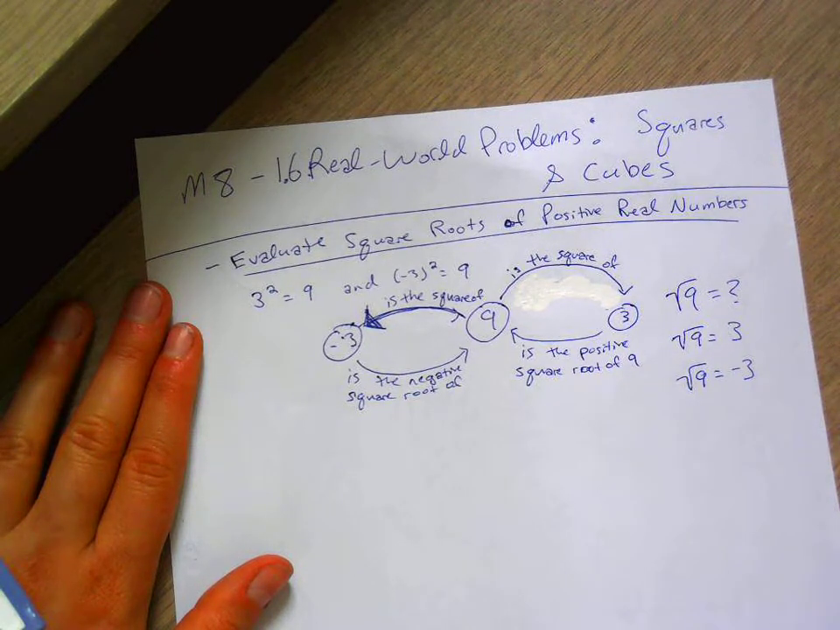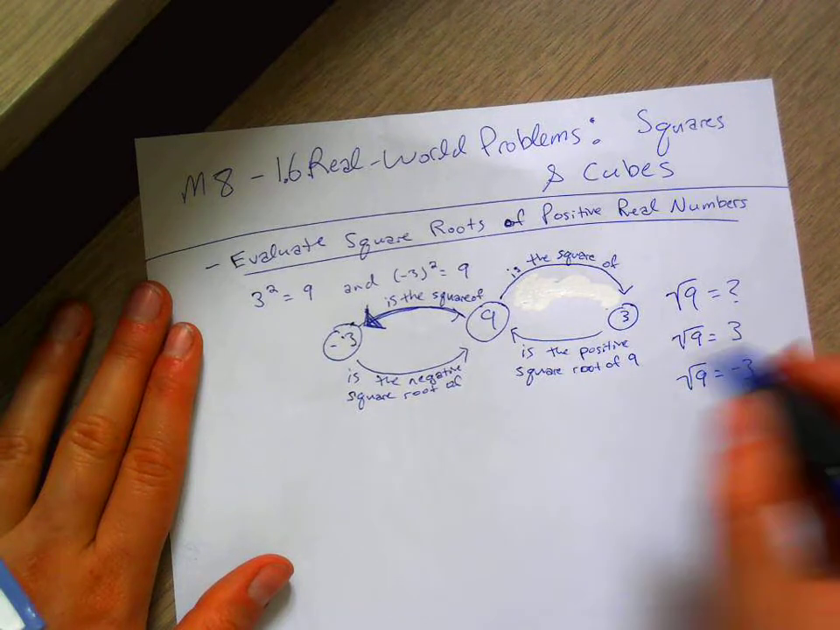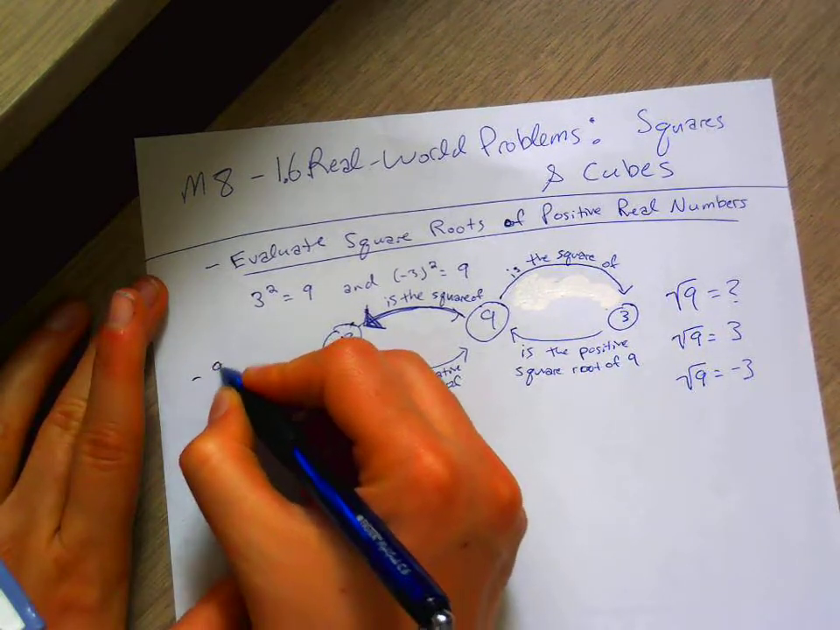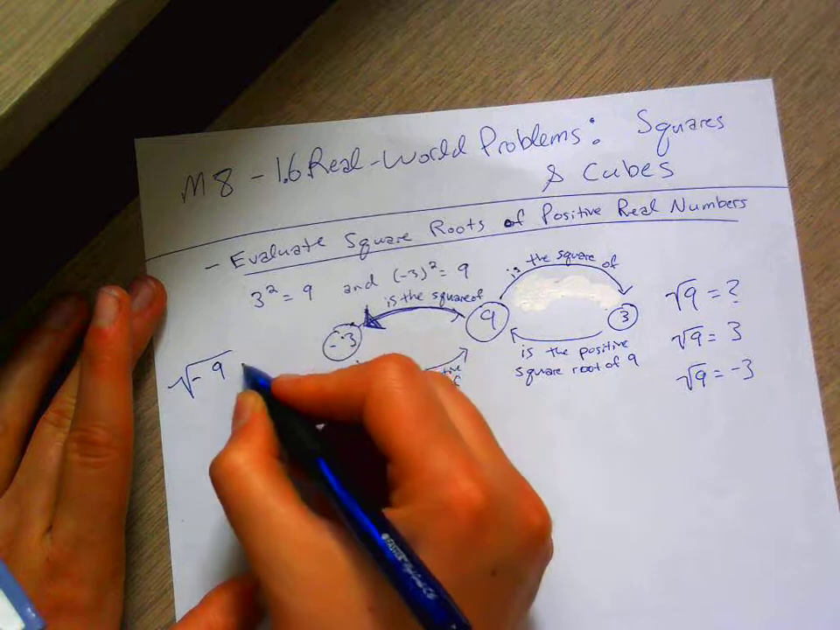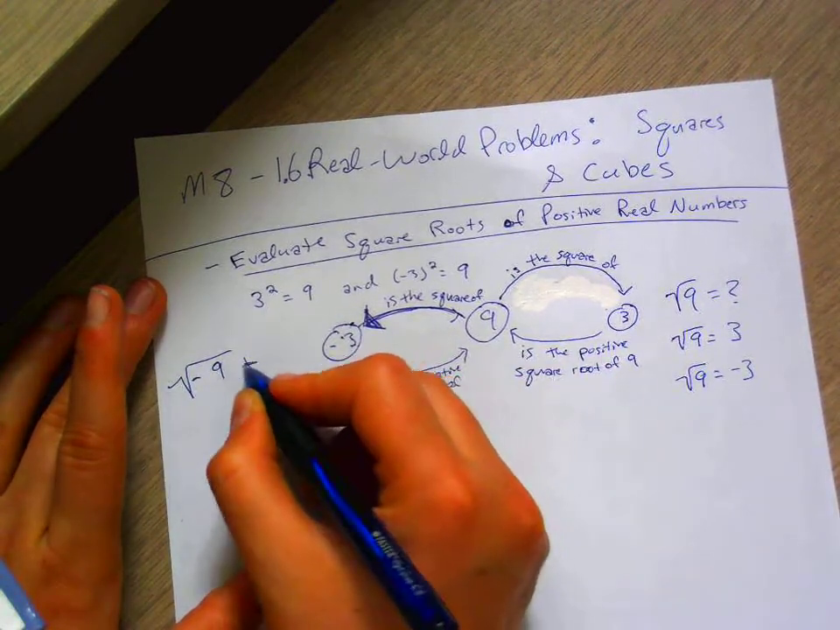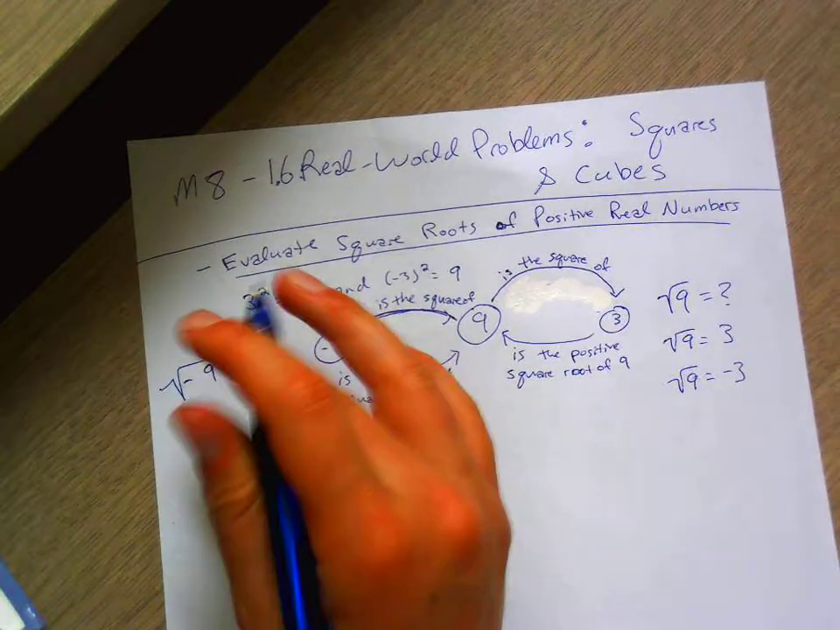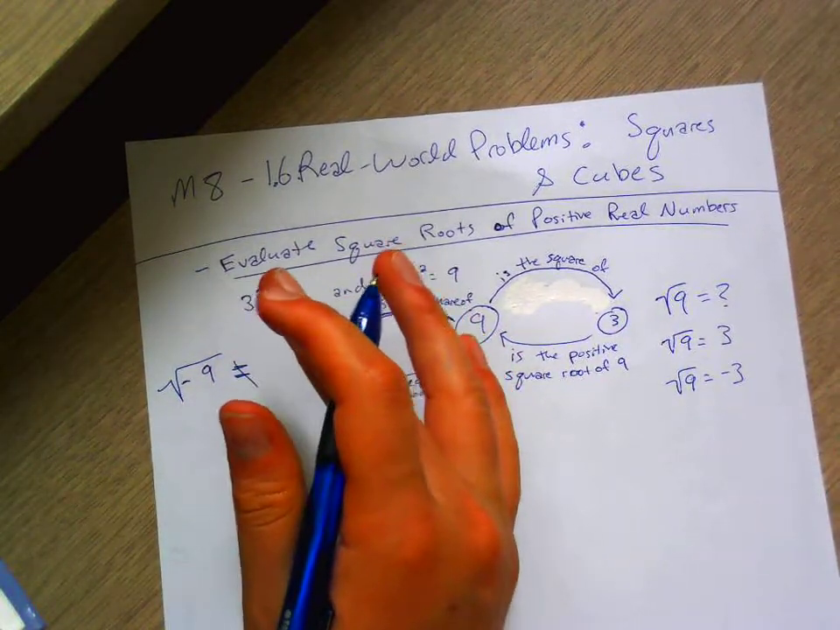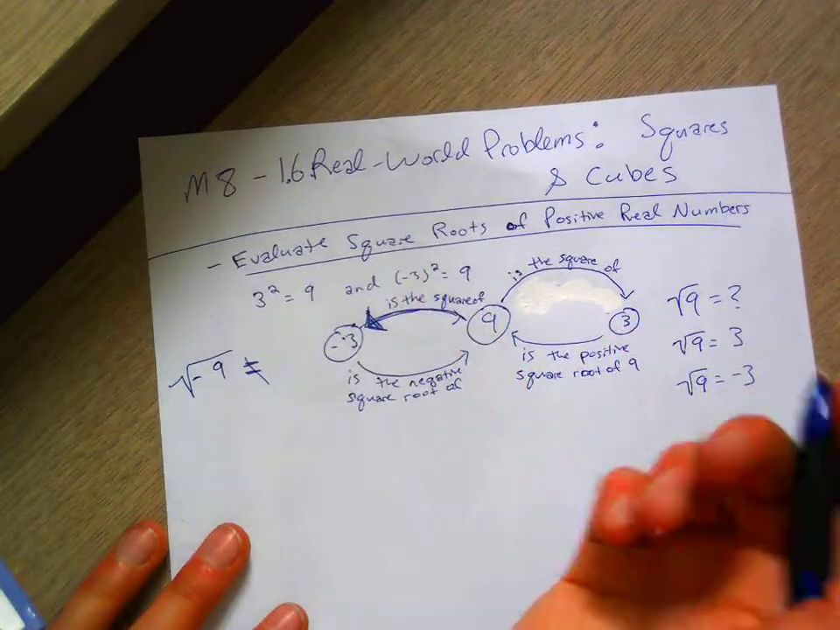So not every number has a square root. For example, negative 9 does not have a square root. This is not a possible problem. We'll learn about imaginary numbers in the future, that's what that is, but there's no square root to it. Okay, it's not a real number.